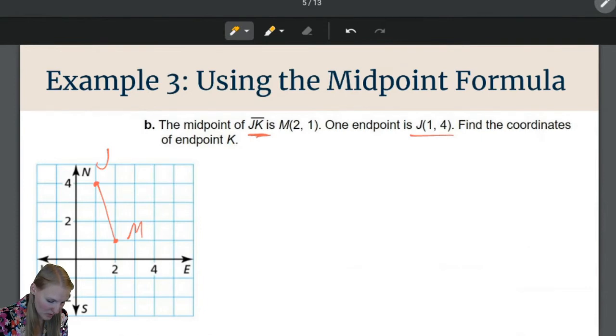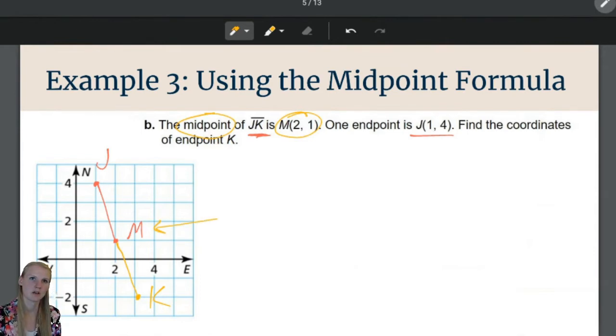Because I think, so we know that there needs to be a K somewhere over here. Because M is the midpoint. We're told the midpoint of JK is this. So if that's going to be the middle, that means that our whole segment needs to look something like this. Okay, so where should K be? K should be somewhere around 1, 2, 3, negative 2. Oops. 3, negative 2. So I'm going to put that there with a big question mark, and we can use that to check our answer.